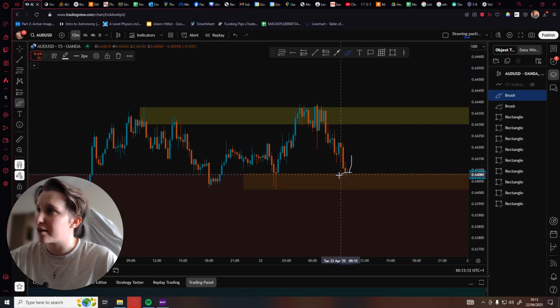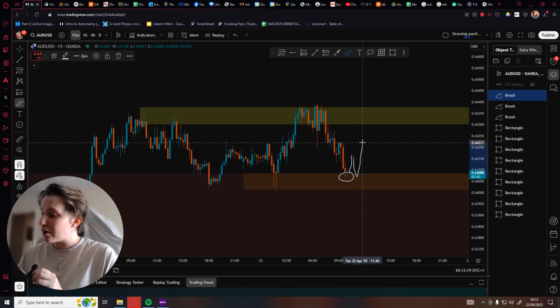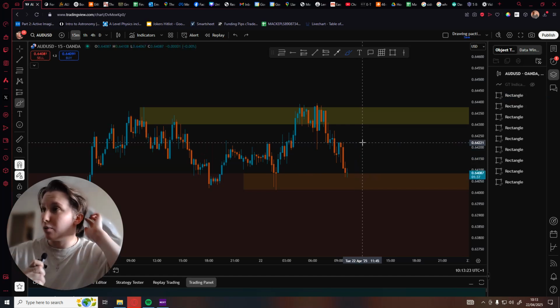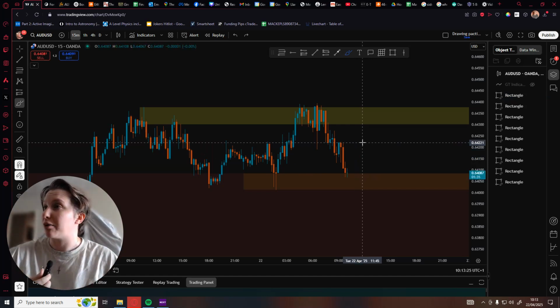However, that shift means that there is further liquidity in this area, and price can come back down, tag the area, and then move up. So if we see a shift, that will be nice, but I won't take it straight away because price is likely to come down and retag before going.